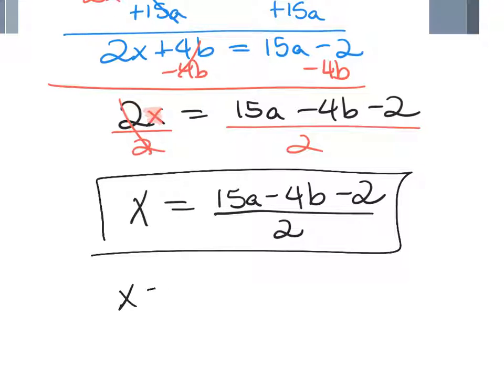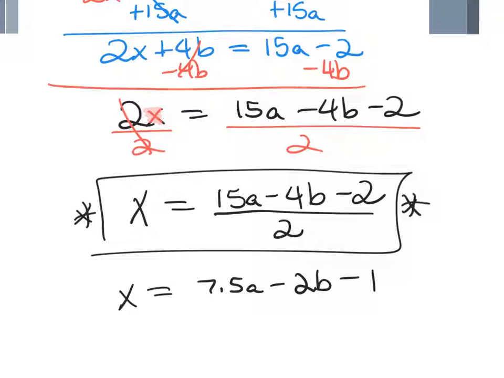Now, it would simplify to 15a divided by 2 is 7.5a. Then I'd have to divide the 4b by 2, and then finally that end. So I wouldn't divide it. I would just leave it like that, because again, 15 divided by 2 doesn't go in evenly. Yes? Could you do x equals 15a over 2 minus 2b minus 2?